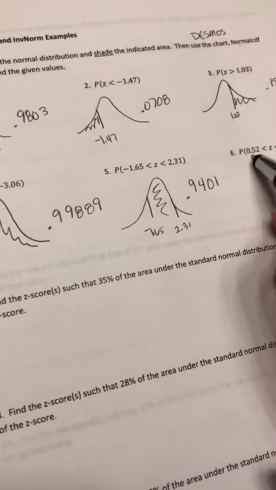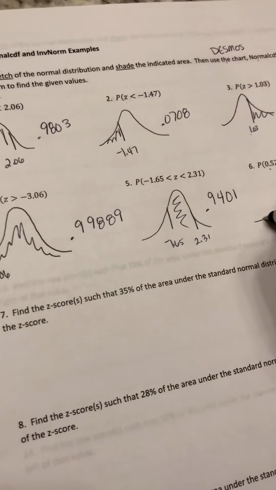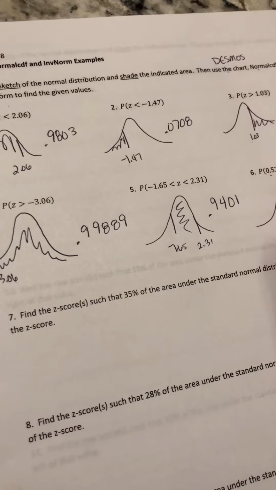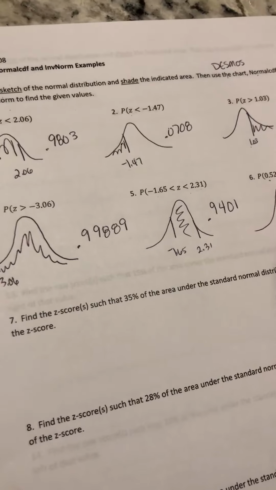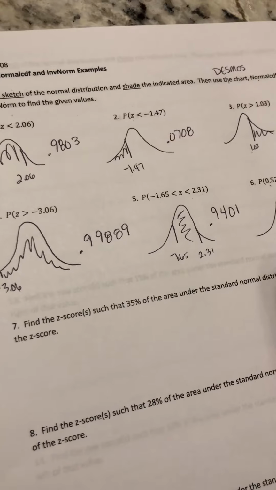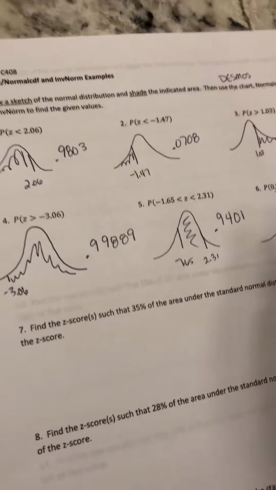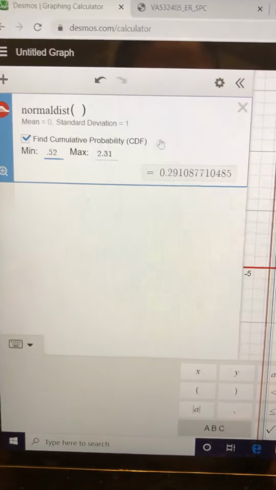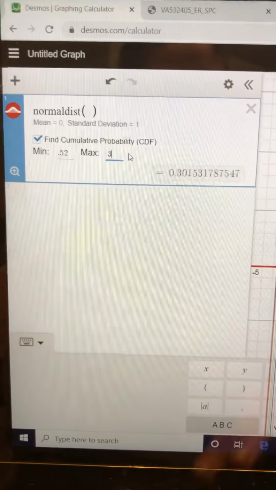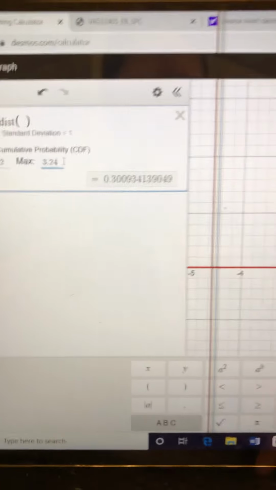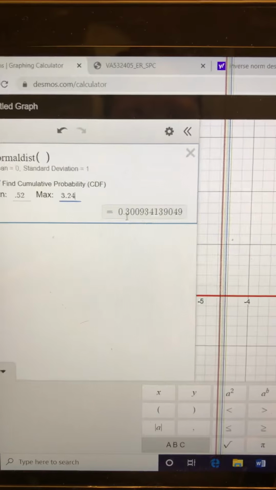And then the last one here, 0.52 to 3.24. So let me draw that one. Zero's in the middle. So here's 0.52, and way up here's 3.24. And so I've got 0.52 and 3.24. So it's 0.3009.